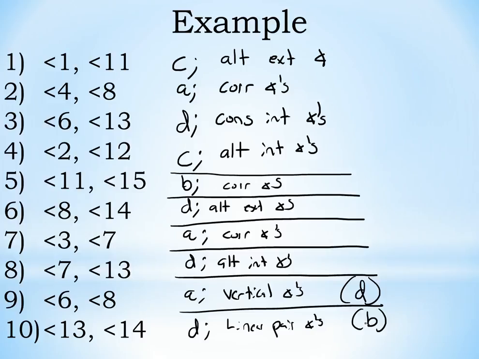Alright, so that's what I'm looking for. I've asked you to identify different types of angles. Don't forget your vertical and linear pairs. They are still valid answers.